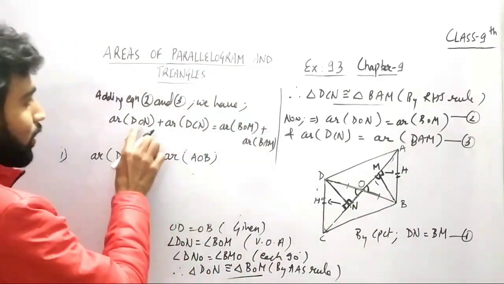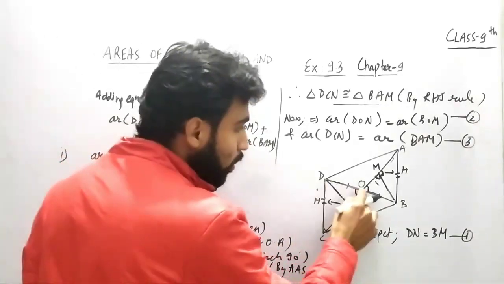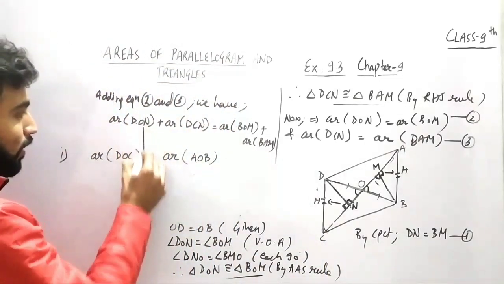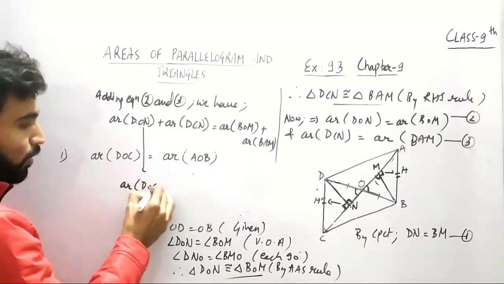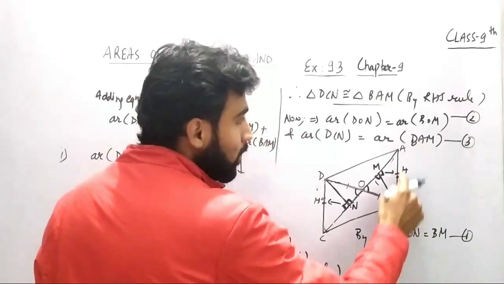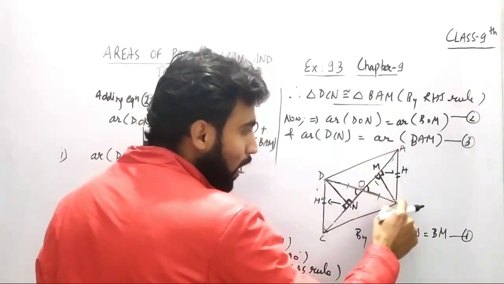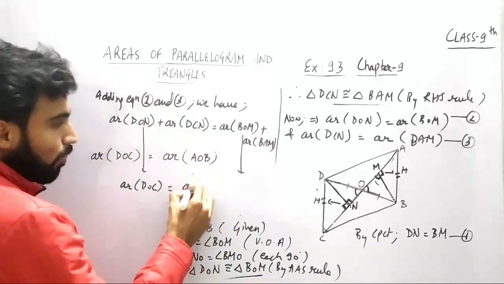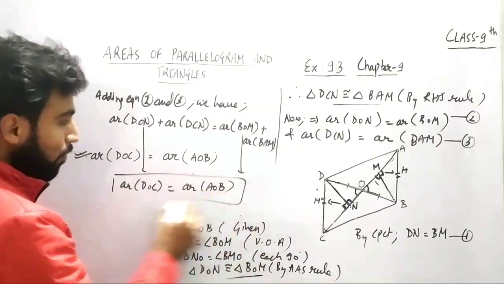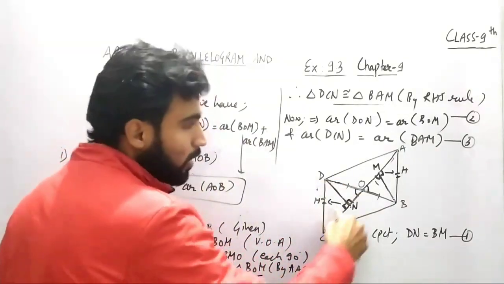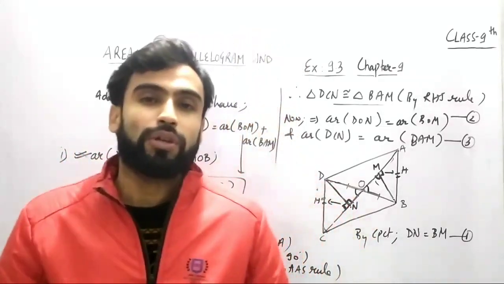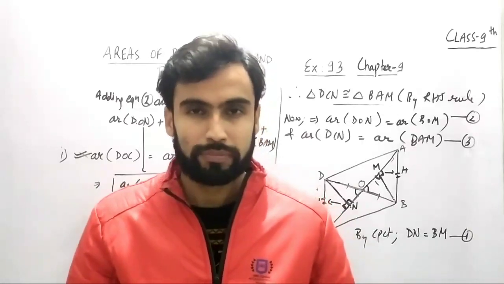Now you will find out that DON plus DCN, you can see DON plus DCN, that will form DOC. So this will give you, you can see that area of DOC is equal to, you can see, then BOM plus BAM. So these two triangles add on and give you AOB, right? So equal to area of triangle AOB. Now this is what we have to prove in the first part here, that area of triangle DOC is going to be equal to area of triangle AOB, right? So you can see this is how you have to prove the first part of this question.